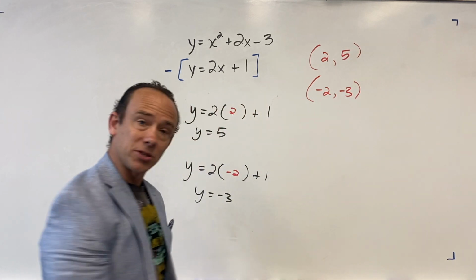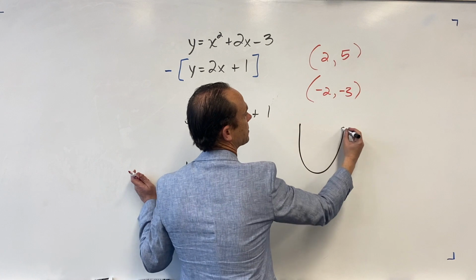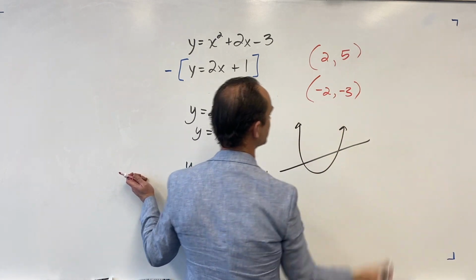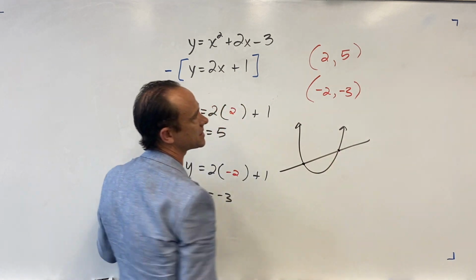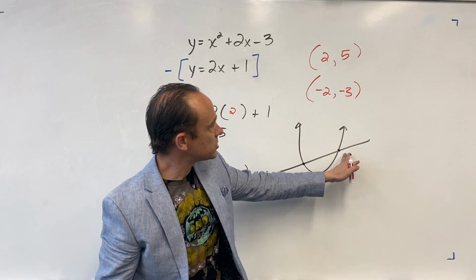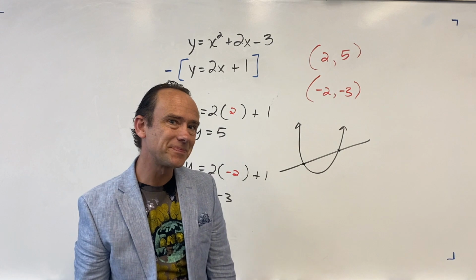And those are two solutions. Fundamentally, we got a parabola, we've got a straight line with a positive slope, and they're intersecting in two places. All right, that would be (2, 5) and (-2, -3).